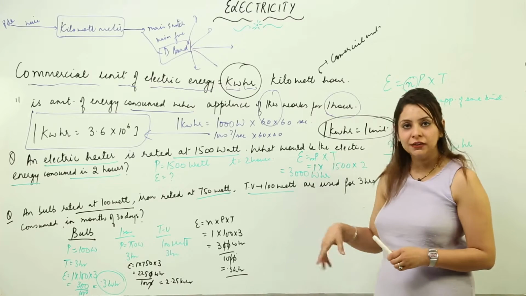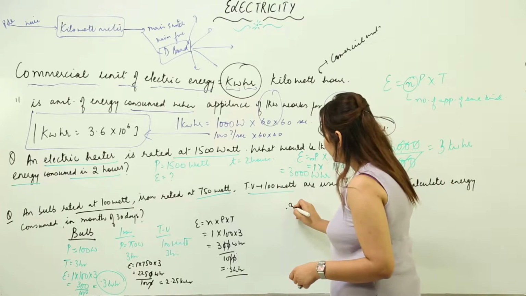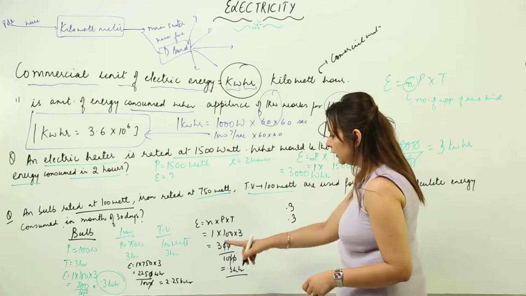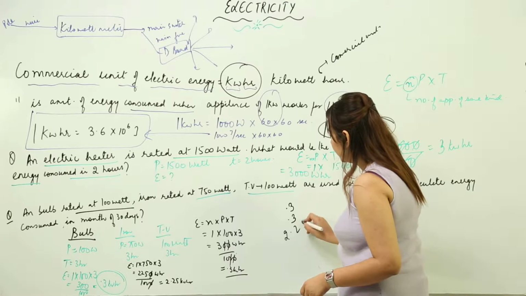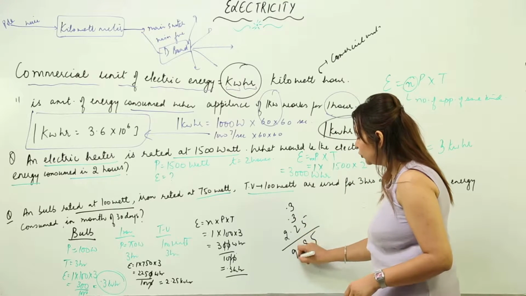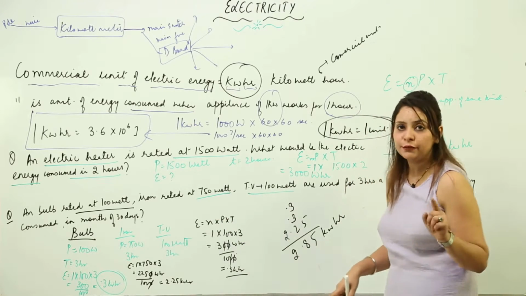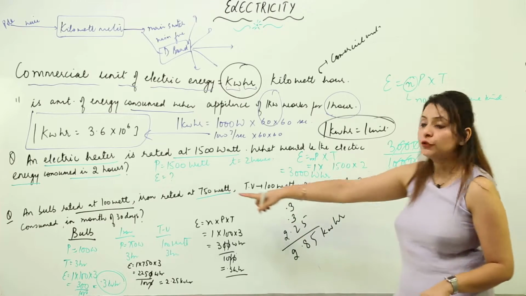Now adding the total amount of energy consumed in one day, we have 0.3, again 0.3, 2.25, and on adding we get 2.85. So the total energy consumed in one day by the 3 appliances is 2.85 kilowatt hour. But we have been asked for 30 days.